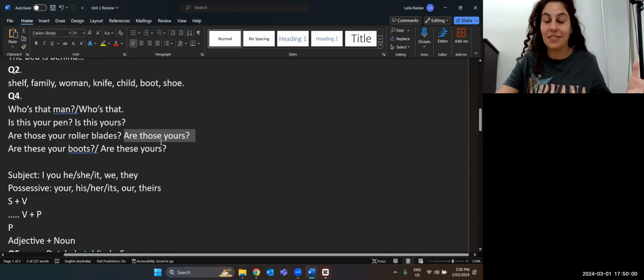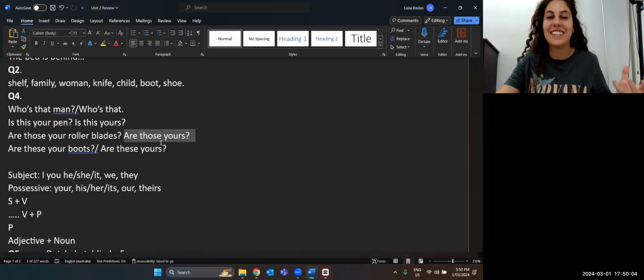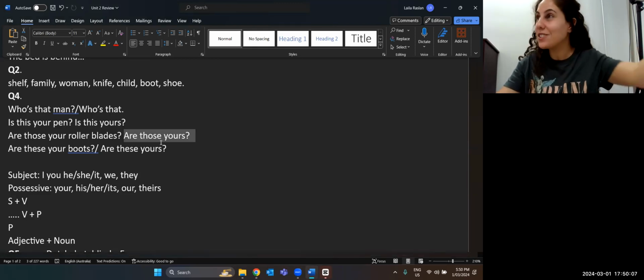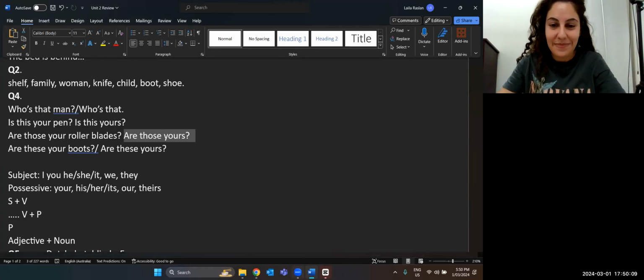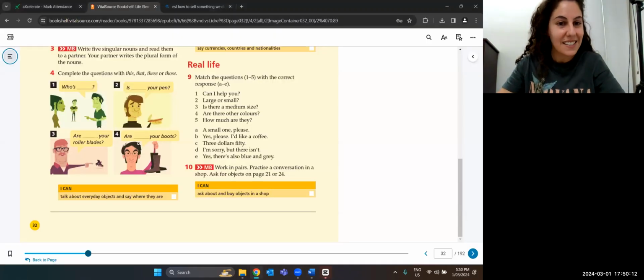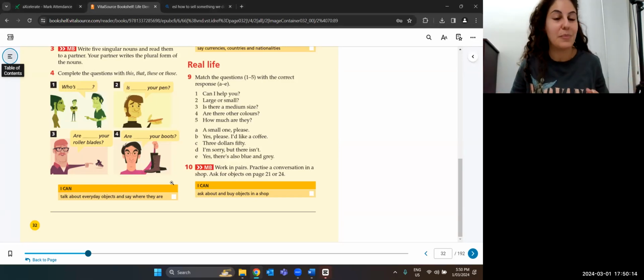Now the pronunciation, because of the TH, those. So we really need to make sure, those. Are those yours? And in the last image, the man is holding the boots. So he's touching them. It must be near. It's close. So are these your boots? And remember, we looked at pronunciation. We really need to say these. Are these your boots? Are those your rollerblades? Okay, so we need that pronunciation.